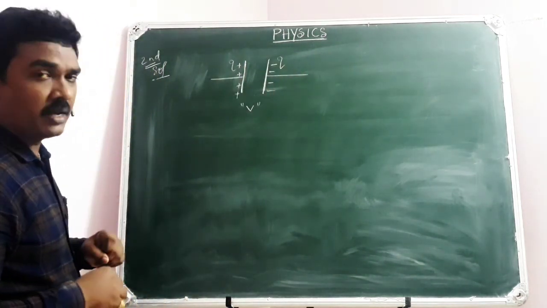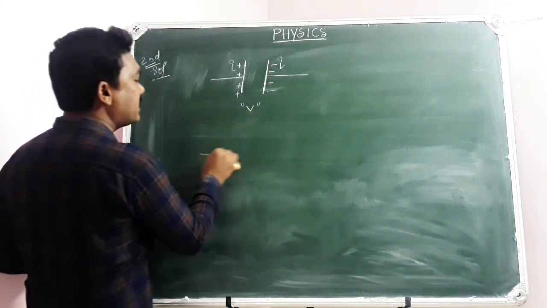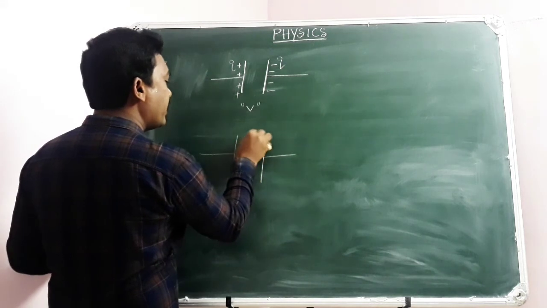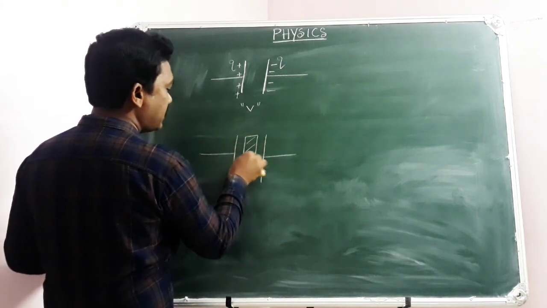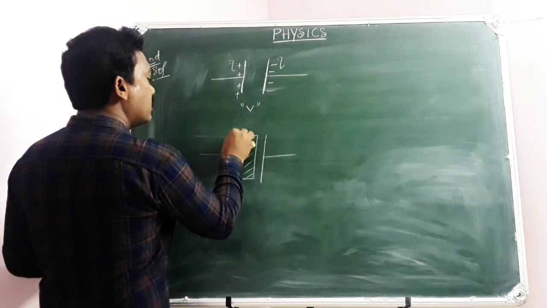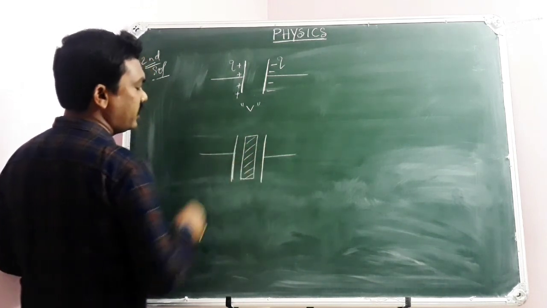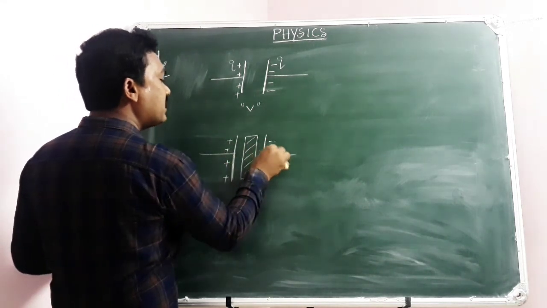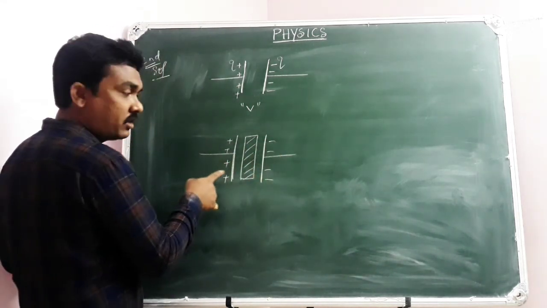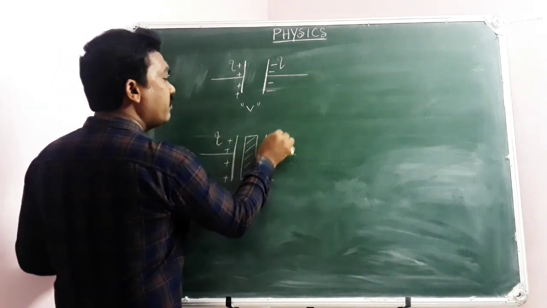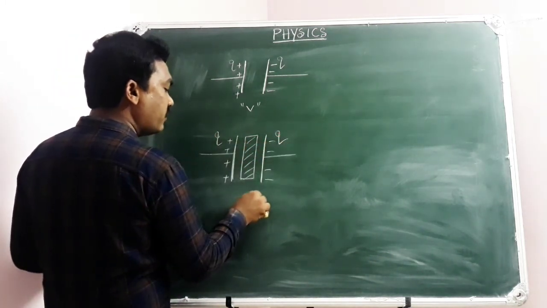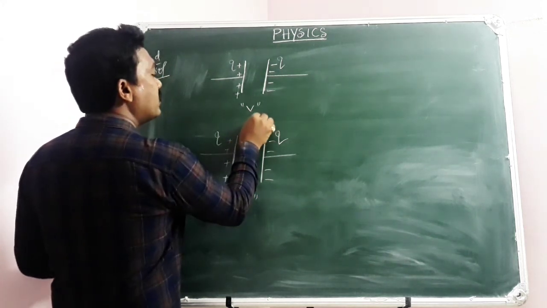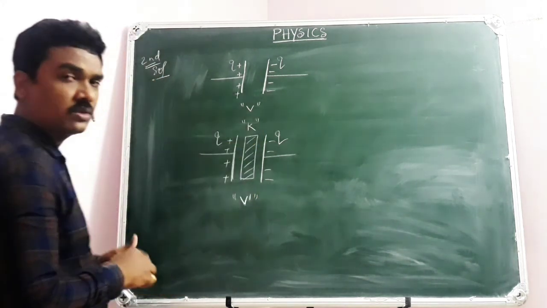Now a dielectric slab is introduced between the plates. So here you are introducing a dielectric material in between the plates in this way. Whenever a dielectric material is placed between the plates of a capacitor which is isolated, not connected to a battery, the charge remains the same, but the potential difference is going to change. Of course, the dielectric constant is K, let us suppose.